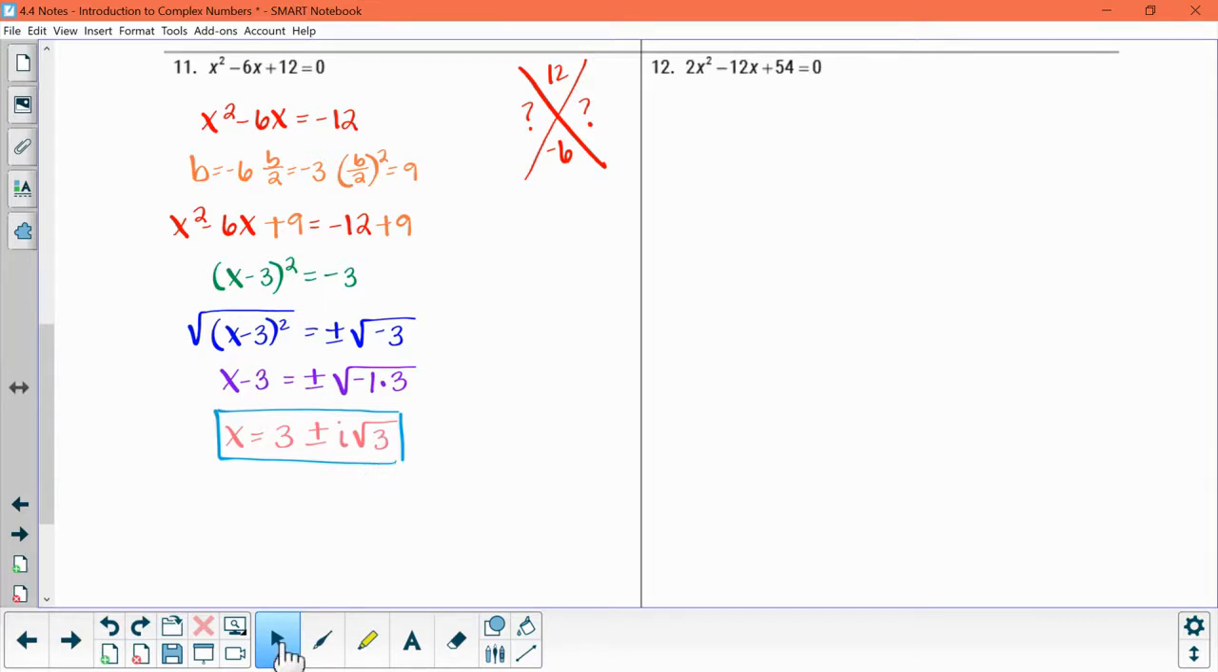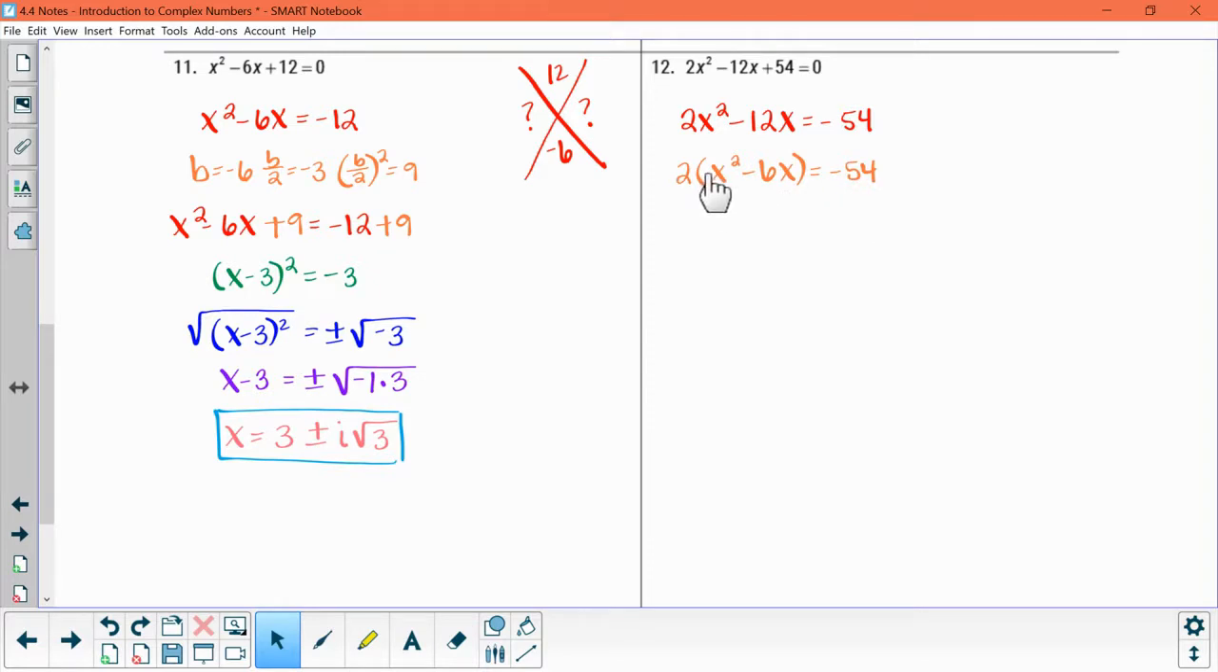Okay, for number 12, we are going to, again, solve by completing the square. So the first thing I'm going to do is I'm going to subtract 54 from both sides of the equation. And I notice that my a is currently equal to 2, and I want it to be equal to 1. So what I'm going to do is I'm going to factor out 2. So it leaves me with x squared minus 6x equal to -54.